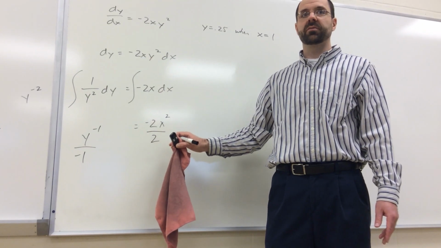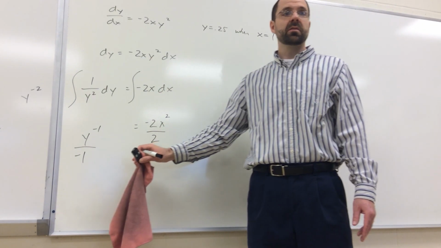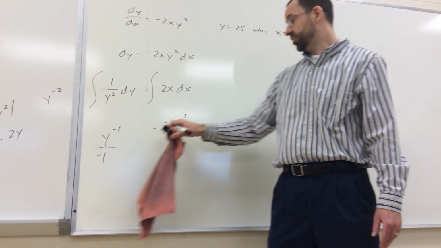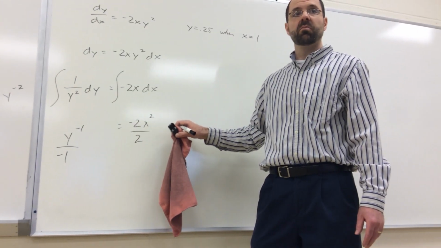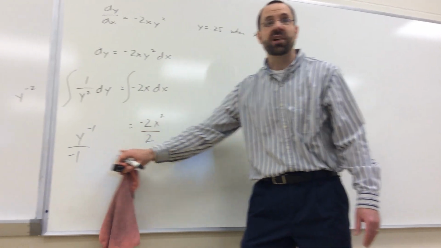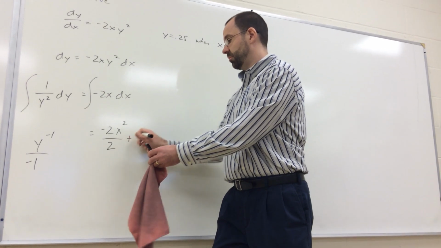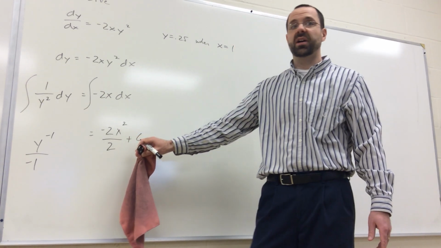Now I'm leaving something out. What am I leaving out? Plus c, right? Remember, I could put a plus c on this side, and I could also put a plus c on this side. But then I could take this c and subtract it over to here and combine it with the other c. So usually we just write plus c on one side.